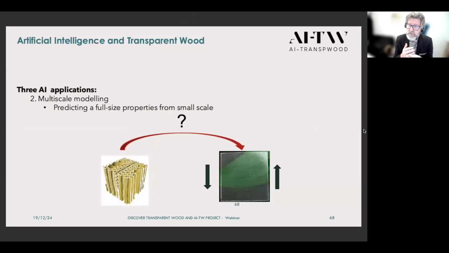And the next thing is also related to the wood structure, but in this case we are going to use AI to figure out how the small scale cell structure reflects in the bigger scale. If we have a glass or glass-like structure made of transparent wood, we want to know how the microstructure affects, let's say, ductility, stiffness, etc., mechanical properties of the final product in a bigger scale. And next one, please.